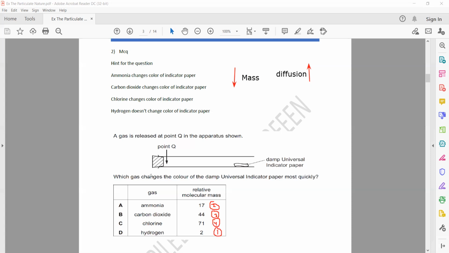But if you read the question, they mention which gas changes the color of indicator paper most quickly. So even though hydrogen will move faster, hydrogen does not have any effect on the indicator paper. That is why we cannot select hydrogen. So the correct answer after hydrogen is ammonia, and that can also change the indicator. So A is the right answer for question 2. Is it clear to everyone?